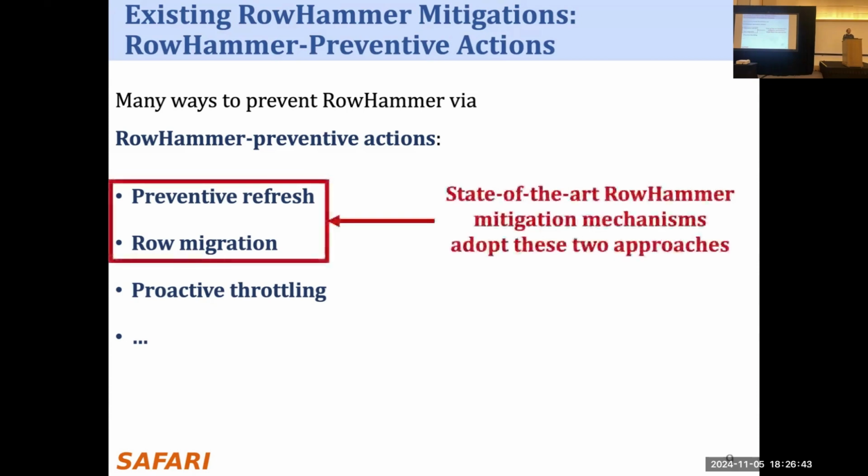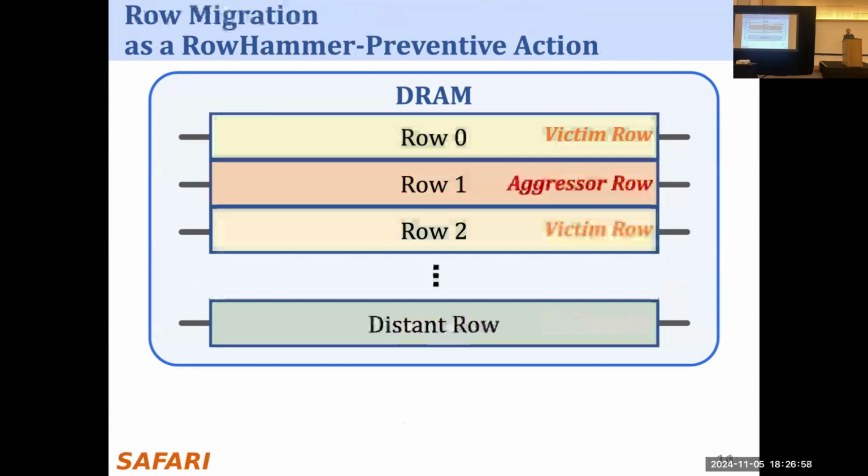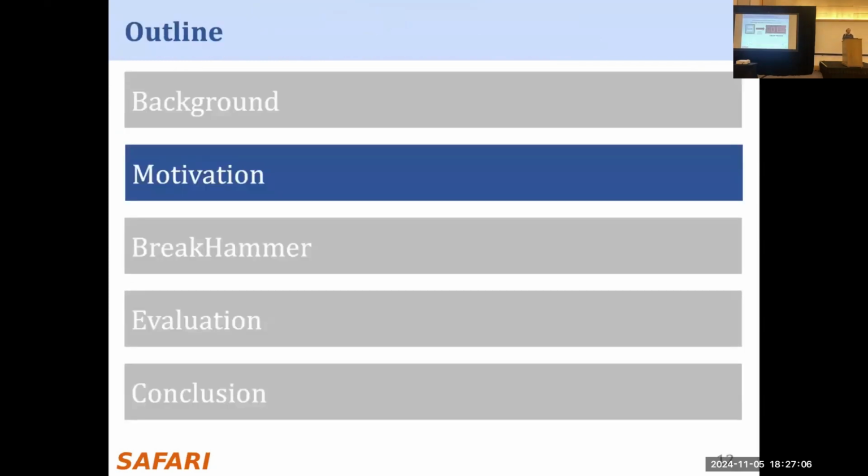In our talk, we will focus on preventive refresh and row migration, as state-of-the-art RowHammer mitigation mechanisms tend to adapt these solutions. One of these ways is to preventively refresh the potential victims of an aggressor row before they observe bit flips. Another way is to move the contents of an aggressor row away to a distant row, away from its victims, before it has been activated enough times. I'll continue with the motivation of our work.